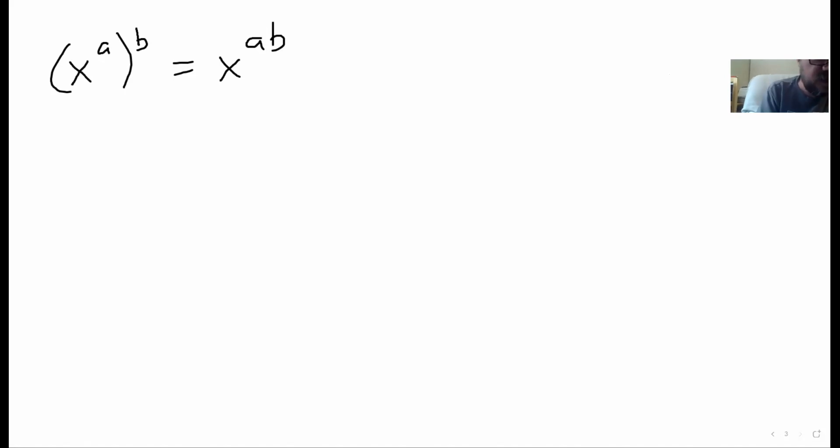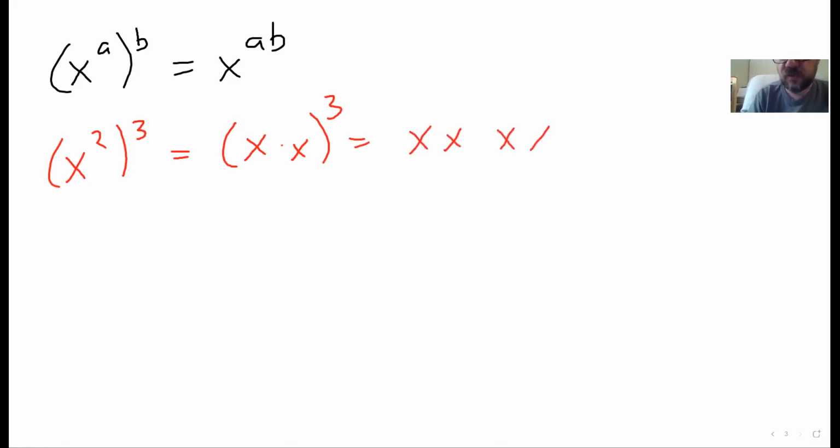The reason is, let's say I have x to the 2 to the 3. This is supposed to come out to be x to the 6th. So x squared is x times x, and that's to the third power. So I'm just going to have 3 of these, x x, 3 of those guys like that. And how many of them are there now? There are 6. So this is x to the 6th. This just says I have 3 copies of x squared, and those x squareds are each 2 x's. So now I have 6 x's. That's the property.